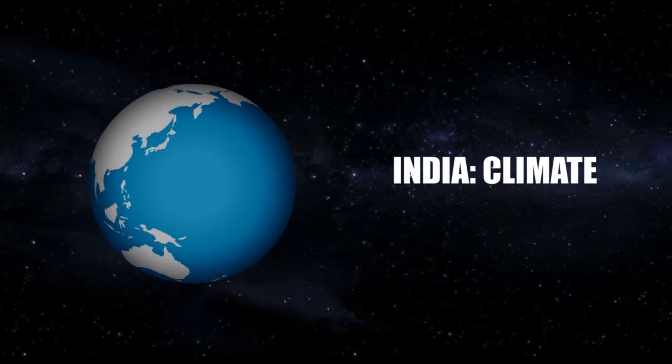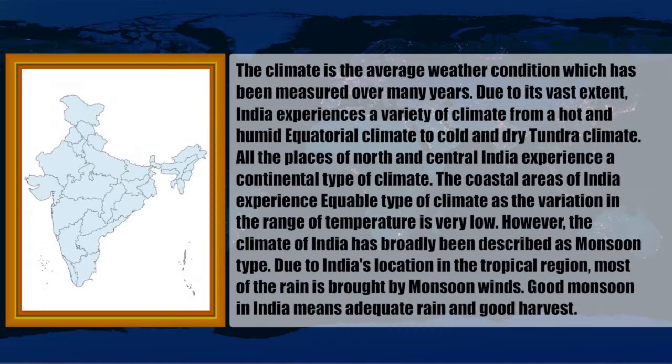India. Climate. The climate is the average weather condition which has been measured over many years. Due to its vast extent, India experiences a variety of climate, from a hot and humid equatorial climate to cold and dry tundra climate. All the places of North and Central India experience a continental type of climate. The coastal areas of India experience equable type of climate as the variation in the range of temperature is very low. However, the climate of India has broadly been described as monsoon type.